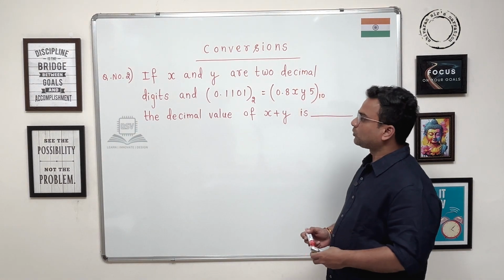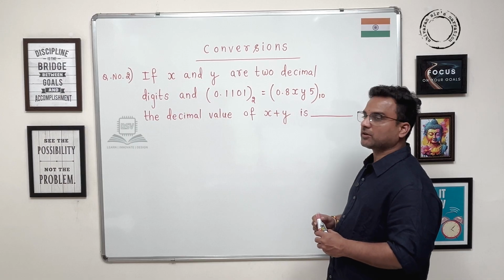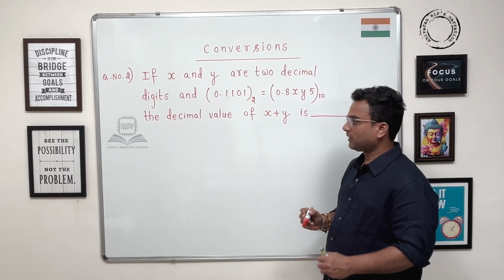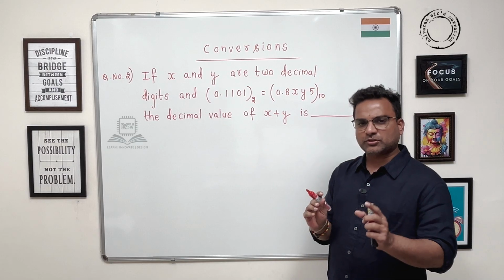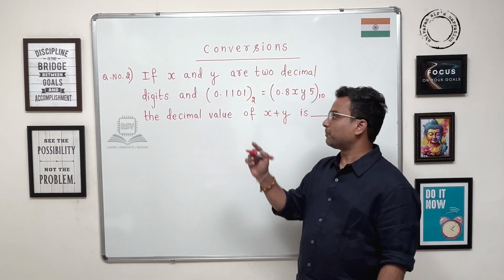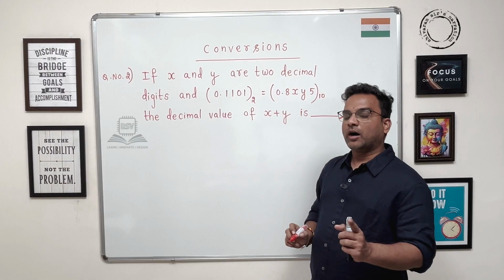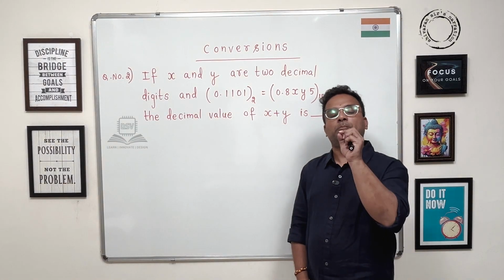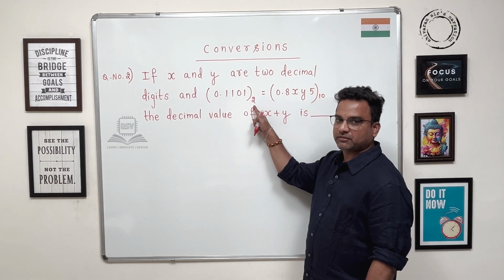If x and y are two decimal digits and 0.1101 base 2 is equal to 0.8xy5 base 10, the decimal value of x plus y is. Guys, this question is all about conversion of binary to decimal. Yes. Now, how to convert any system to decimal? We need to multiply with its positional weightage as per the radix value.